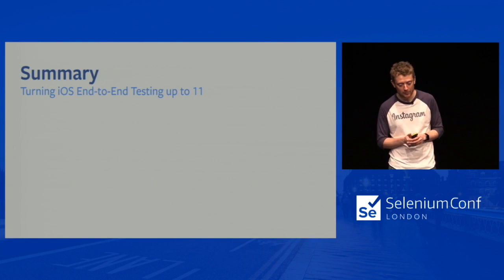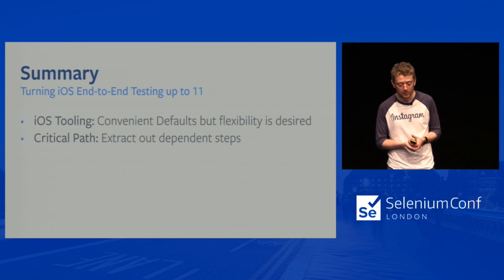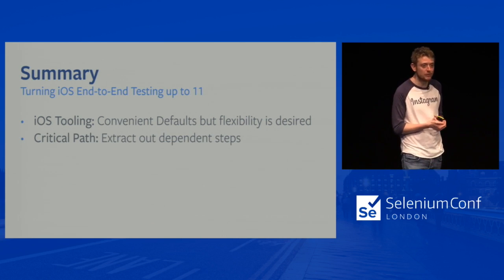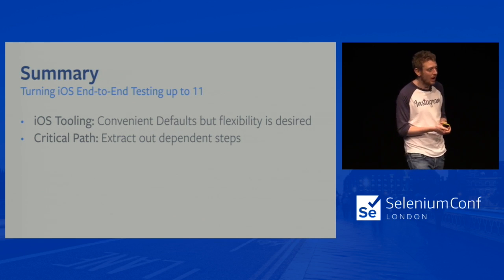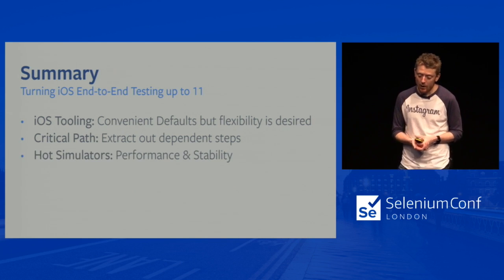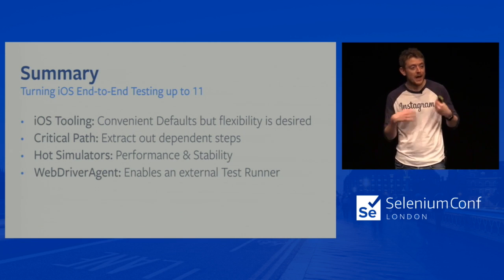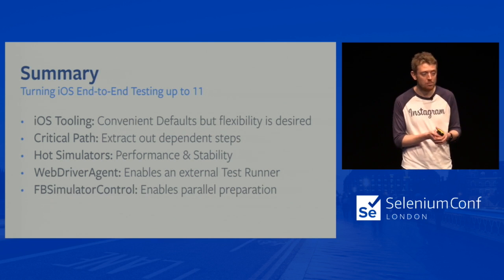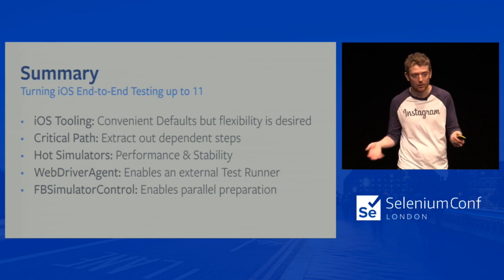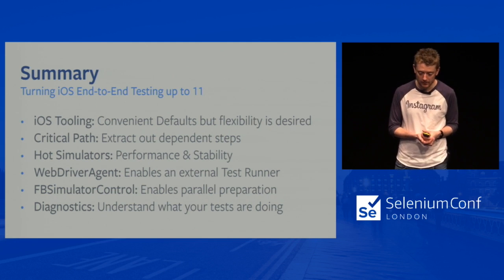So, a quick summary. iOS tooling has many convenient defaults in xcodebuild, but flexibility is also desirable. The critical path of your tests isn't necessarily as it first appears, so extracting out dependent and non-dependent steps means that you can improve test throughput. Hot simulators improve both performance and stability. WebDriverAgent enables an external test runner, and FBSimulatorControl allows this WebDriverAgent to be prepared in parallel on multiple simulators. And diagnostics will help you understand what your tests are doing.